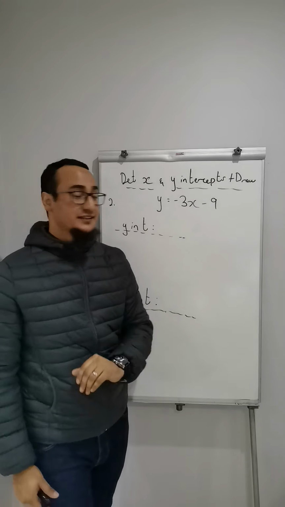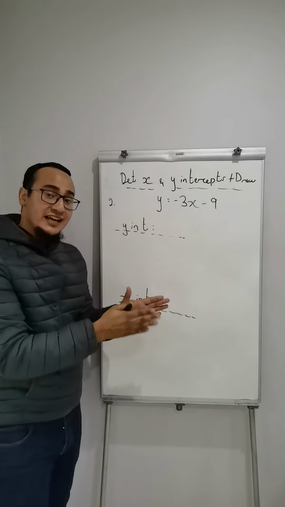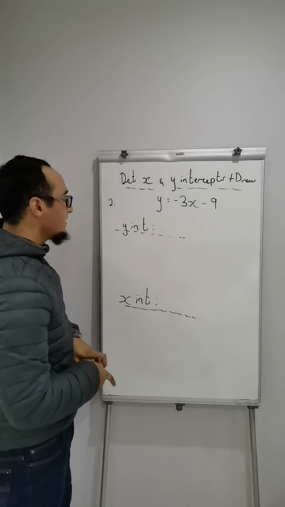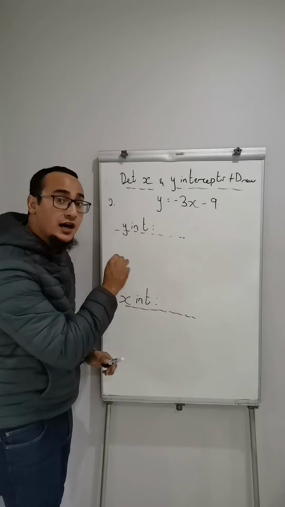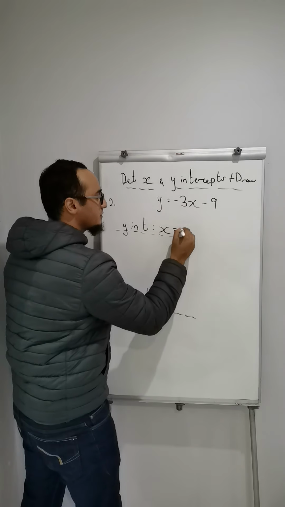Now the next one: y is equal to negative 3x minus 9. My gradient is negative, which means I have a negative gradient and a negative straight line graph. The first thing I do is calculate the y-intercept. What do I know about that? The x value must be equal to 0.